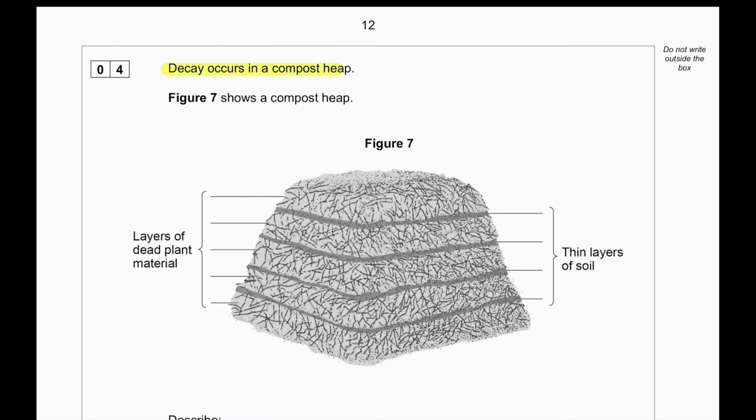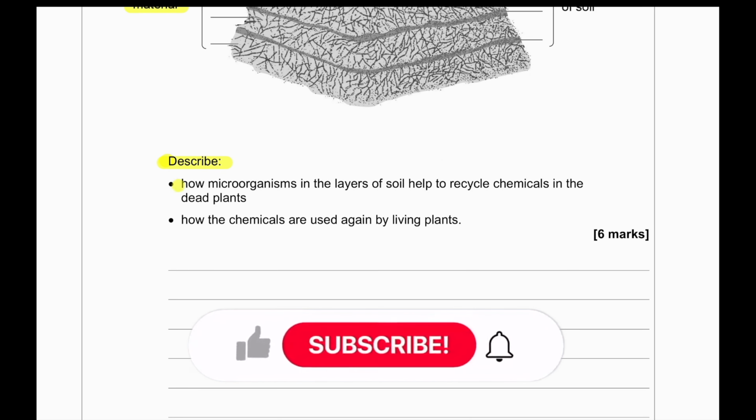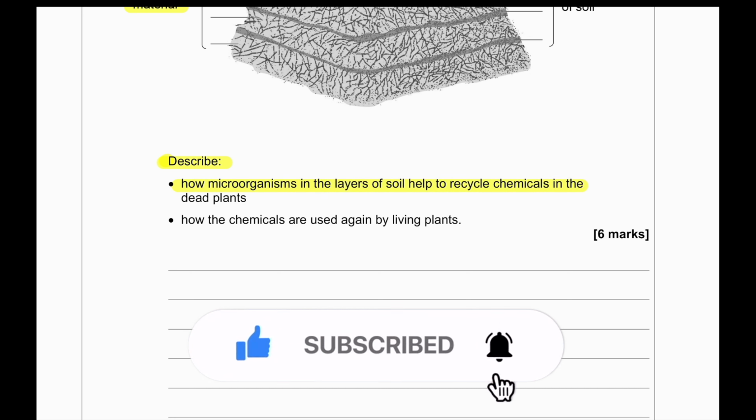Decay occurs in a compost heap. Figure 7 shows a compost heap. We can see in this compost heap there are thin layers of soil, and in between those layers there are layers of dead plant materials. Describe how microorganisms in the layers of soil help to recycle chemicals in the dead plants.